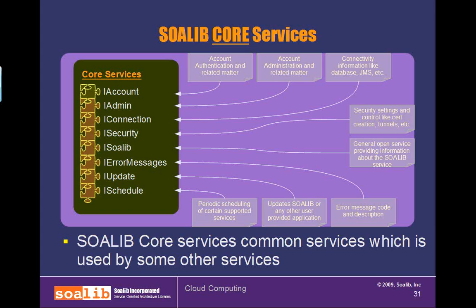SOALIB is a general service and can be consumed by anyone. It generally provides an overview of what features are available. Error messages is a service which provides you all the error messages related to a particular error code. Update service is for updating services over the internet and also provides an API for users to provide their own updating software. Scheduling is to schedule various events in a periodic way.